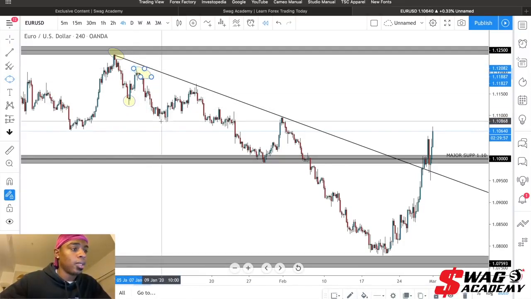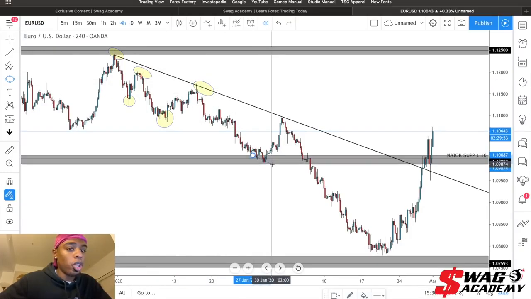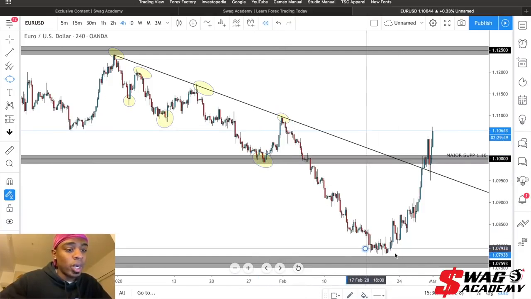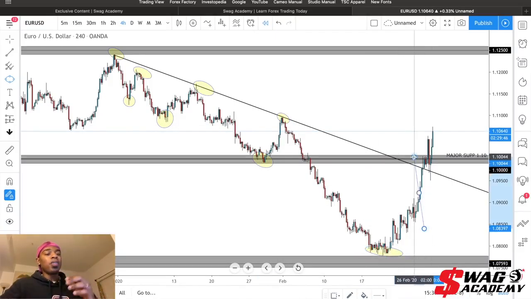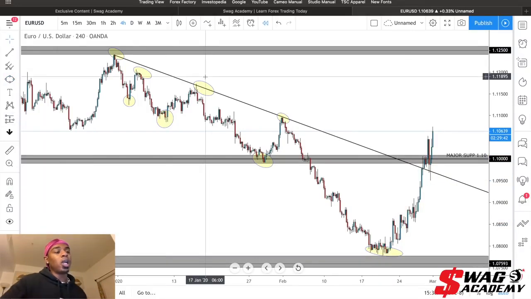Boom. Lower high. Lower low. Lower high. Lower low. Right at 110 flat. Lower high. Breaks way below and goes right to the next area, 107. We use all of it together. You feel what I'm saying? Use every single thing you can use in your arsenal to help you figure out where to sell.